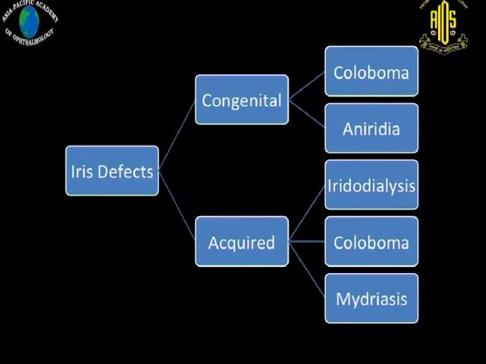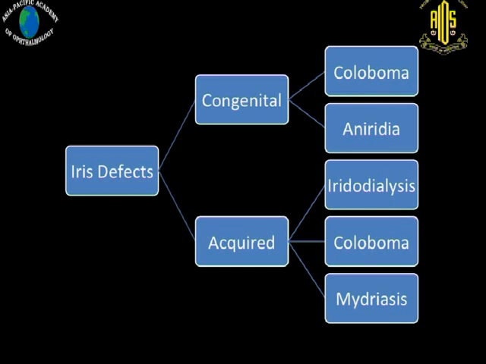Now, essentially, iris defects, for the sake of surgical convenience, can be divided into two types, congenital and acquired. The congenital referring to the absence of iris either sectorally, which we refer to as iris colobomas, or complete absence of the iris, which is referred to as aniridia.